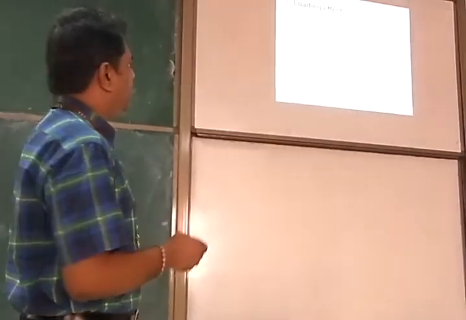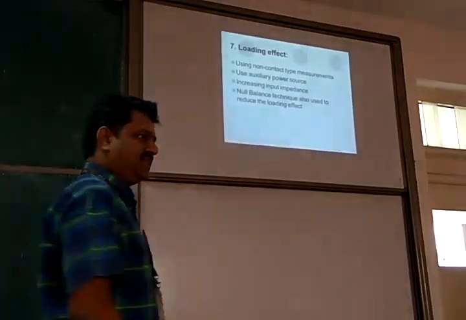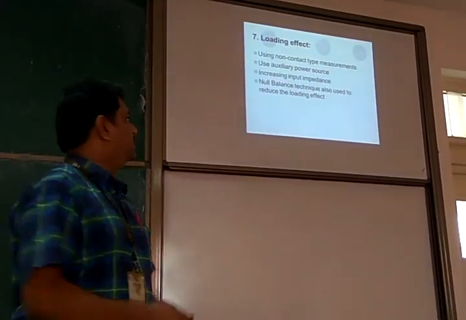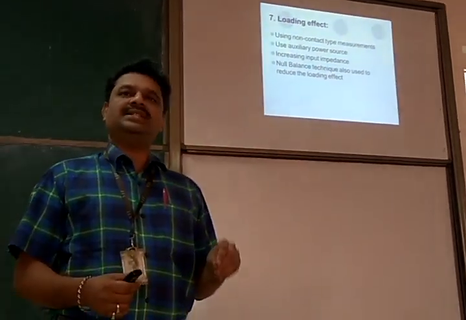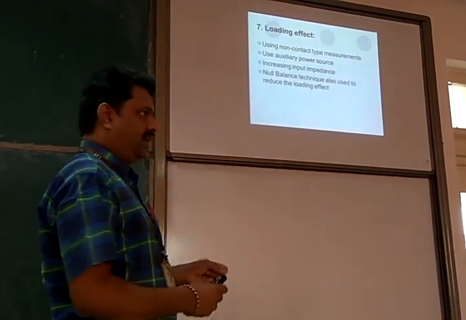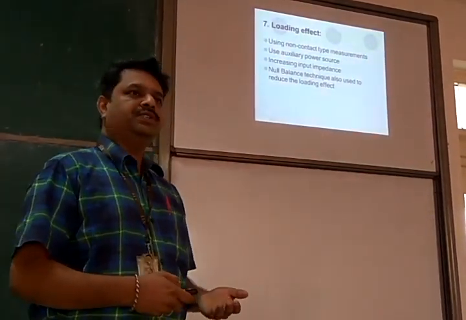Loading effect can be reduced or avoided using non-contacted measurement. Basically, for example, the tachometer we talked about. It is not that all this is possible in all possible measurements. These are all some techniques. If possible, you can use them in the particular measurement that you are making, with the instrument that you are using. Non-contacted measurement can be used for speed measurement.